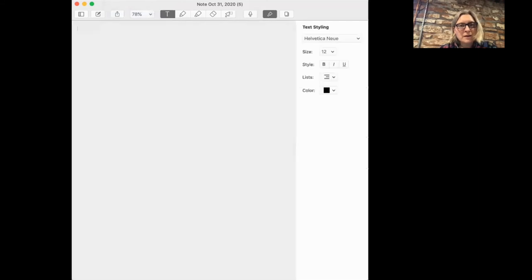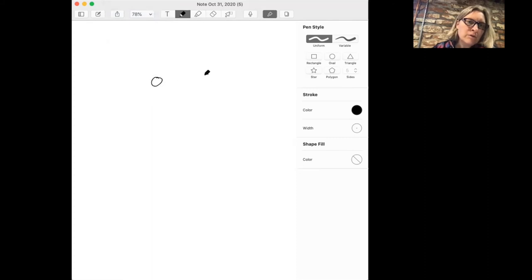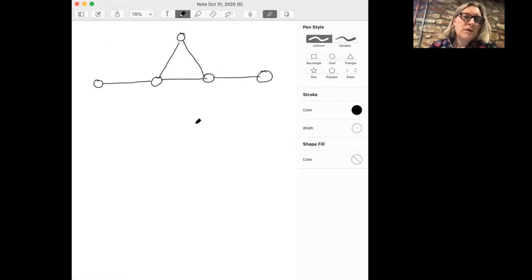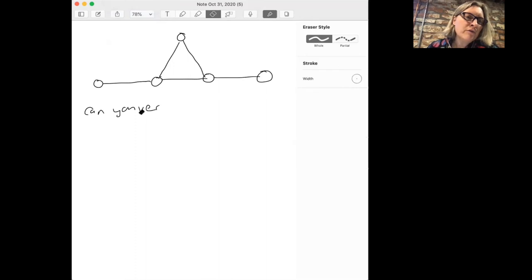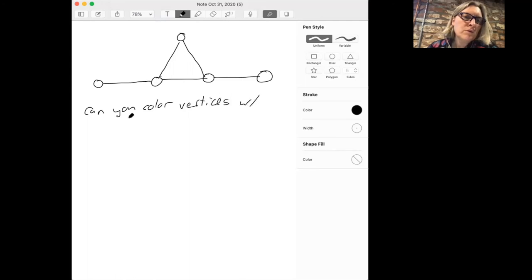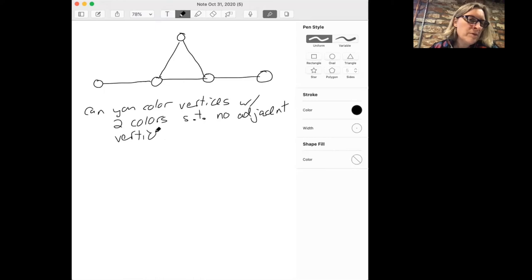So one last thing that we could do in this course is to talk a bit about coloring problems. Turns out coloring problems have a lot of applications in chemistry. So we could think about, can you color the vertices of this graph with two colors? Well, sure, but then there's a condition such that no two vertices that are adjacent have the same color.